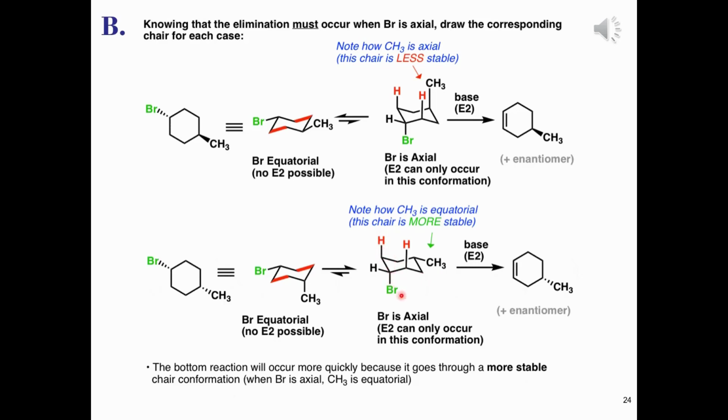Notice something interesting? Remember that in order for E2 to occur, the leaving group must be axial. So there's only one conformation where this will be possible for each ring. However, in the top example, bromine is axial in the least stable conformation, whereas in the bottom example, bromine is axial in the most stable conformation. Since the bottom example will have a higher concentration where bromine is axial, this will be faster than the top molecule, and so more E2 will occur via this route than by the top example.